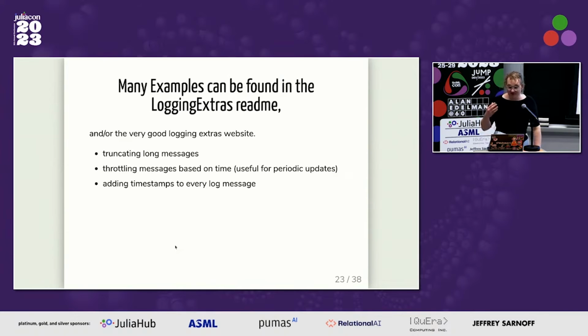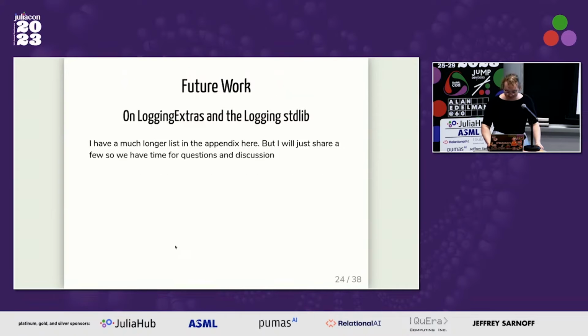Yeah, so I showed a couple of examples there. There are a lot of examples in the LoggingExtras README. I have stuff for truncating long messages, throttling messages based on time. Is that a good idea? I don't know, but you can do it. Adding timestamps to every log message. There's a pile there. There's also a pile more on the Julia logging website, which Frederick made. Very good website, very useful. You should configure your loggers.